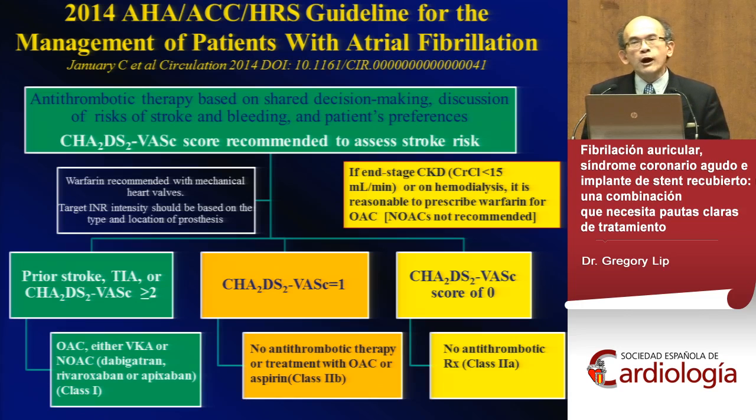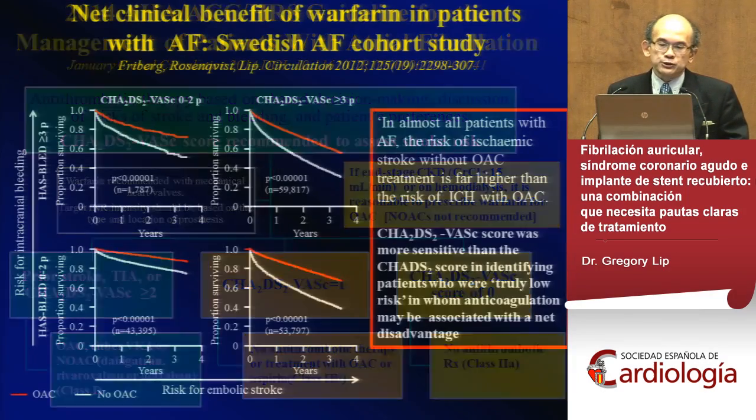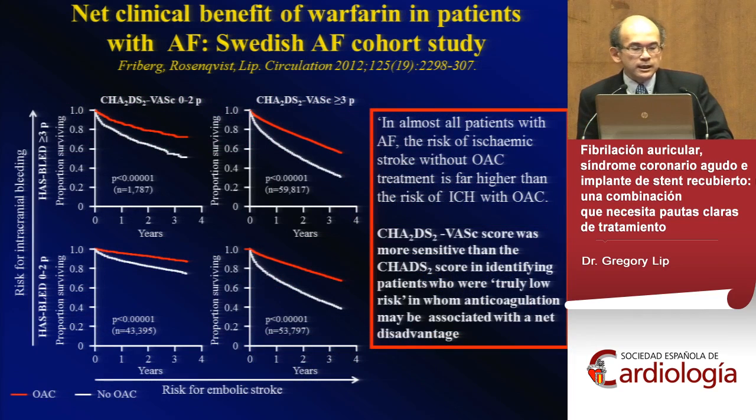So the bottom line is we are going to see more and more patients with atrial fibrillation on oral anticoagulants. We know how prevalent atrial fibrillation is. We will be dealing with atrial fibrillation patients who are anticoagulated, and with concomitant vascular disease and coronary disease, they will present with acute coronary syndrome and or require an angioplasty.